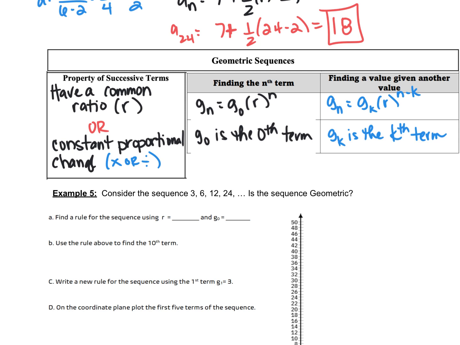So what kind of function are we looking at there? Because r is a number, g sub 0 is a number, my variable's in the exponent, so what kind of function is that? If my variable's in the exponent, these are exponential.